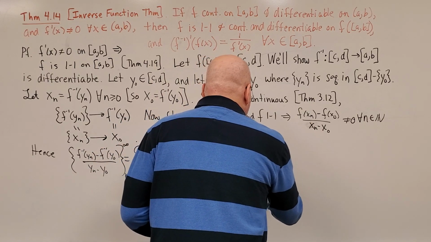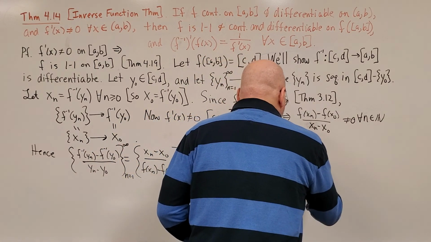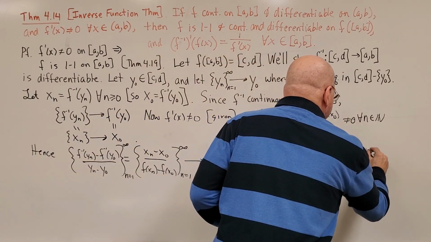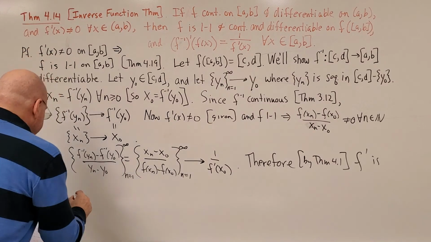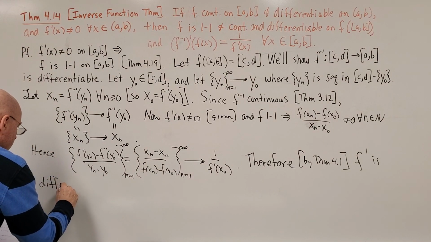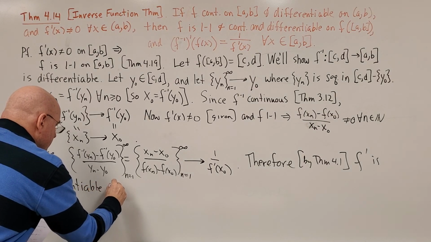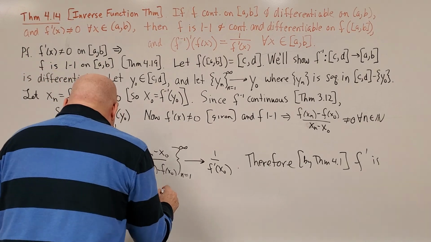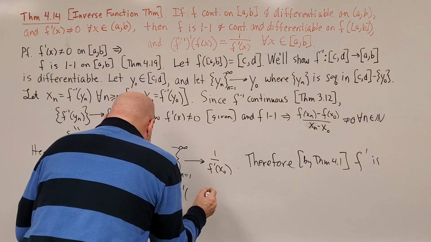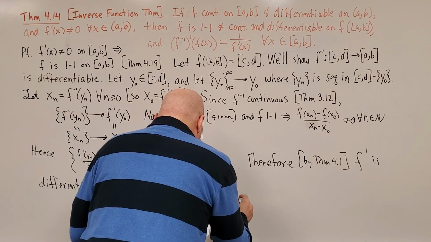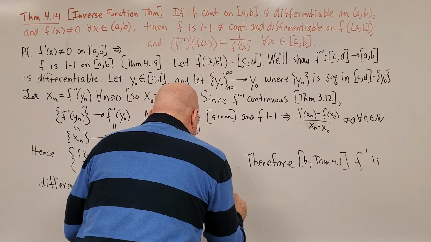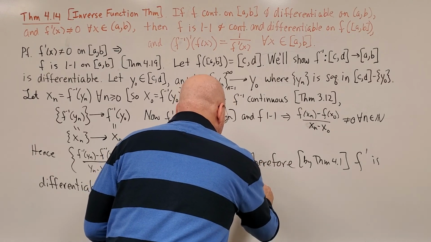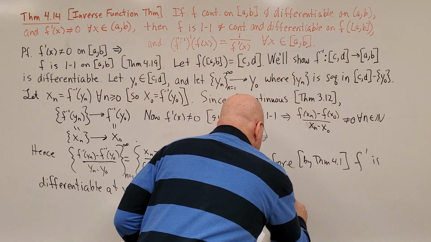Therefore, by Theorem 4.1, f inverse is differentiable at y0 and f inverse prime evaluated at y0 is equal to f inverse prime at f of x0, which is equal to 1 over f prime of x0.